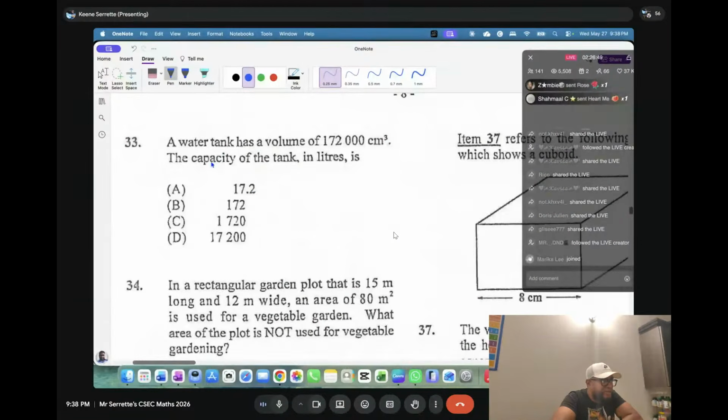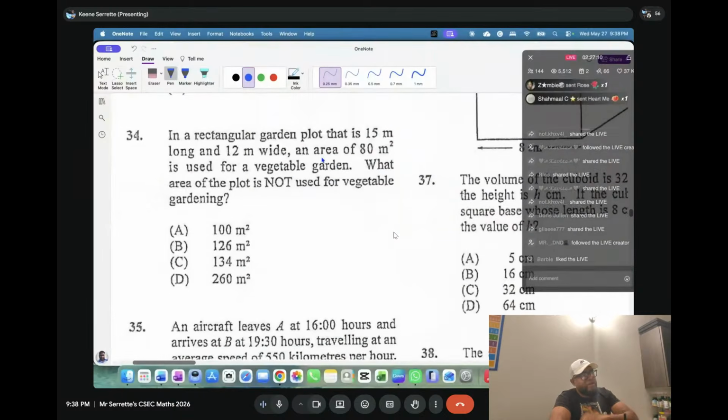A water tank has a volume of this, the capacity of water in liters. 1 liter is equal to how many centimeters cubed? Right, 1,000. So it becomes a divide by 1,000 here, 172.